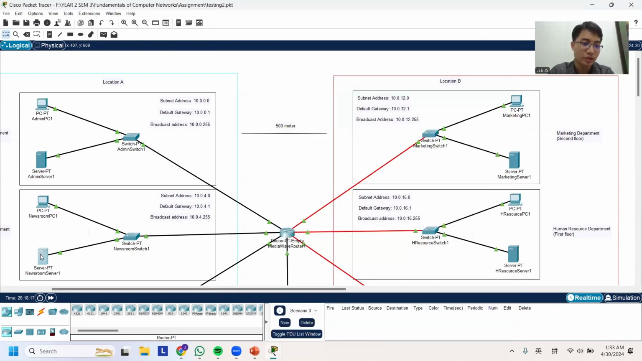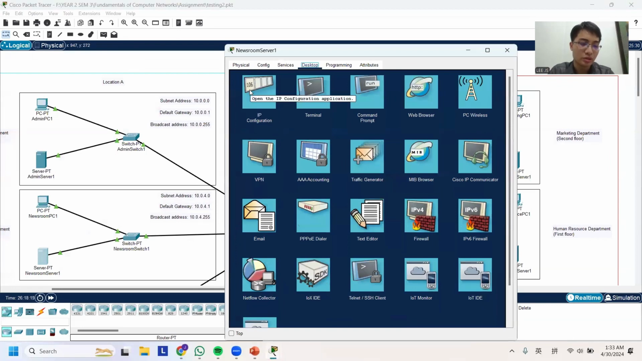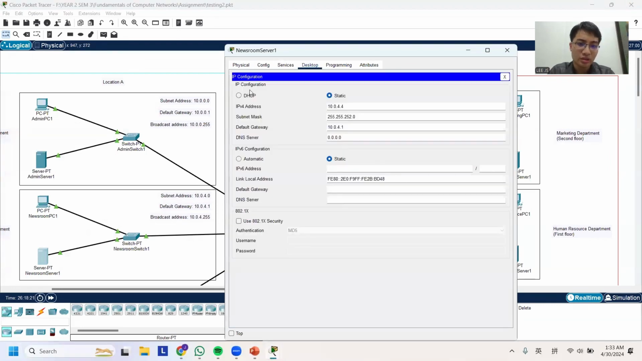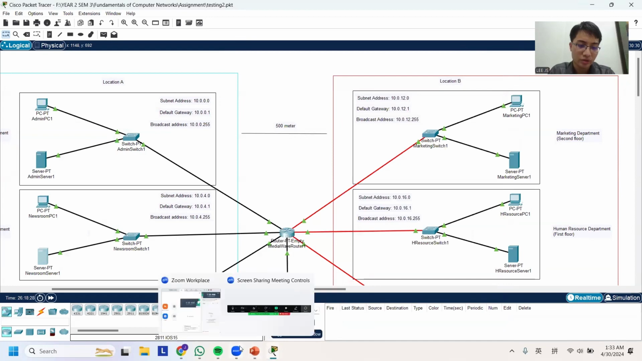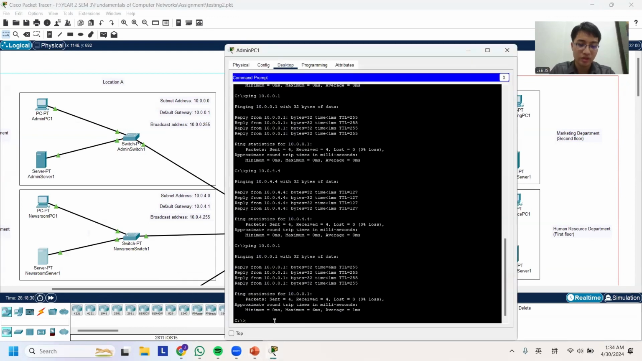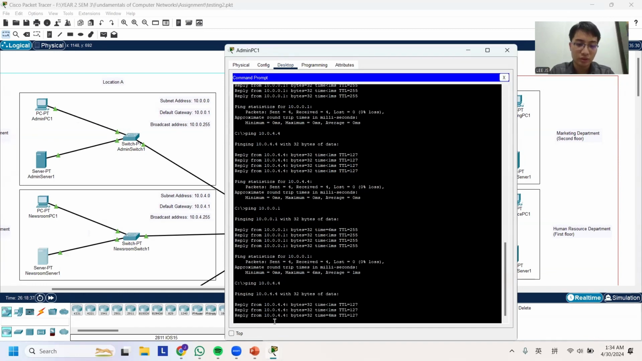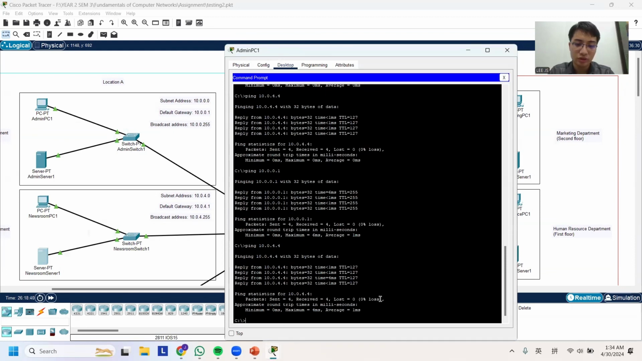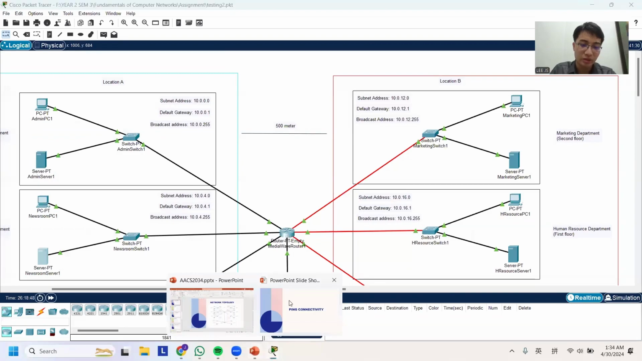Next, we ping to another location, to another subnet address, 10.0.4.4. So just ping 10.0.4.4. This is also received with 0% loss, so this is also considered a success. So let's get back to the slide.